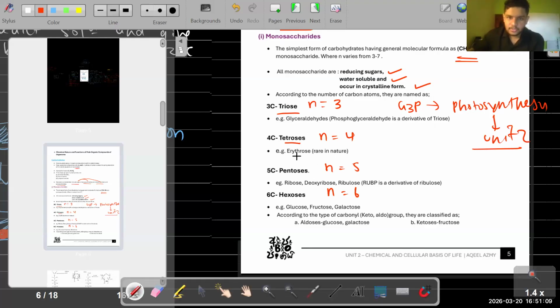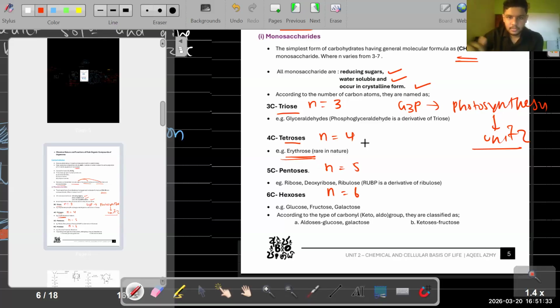Glyceraldehyde. Tetrose: the example is erythrose. Now we are not coming across erythrose anywhere in our syllabus. You have to just remember. Nothing to memorize, these are few words. You have to just keep them in your memory with practice. Right? The example for tetrose is erythrose. Erythrose is a type of sugar.